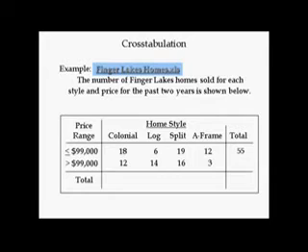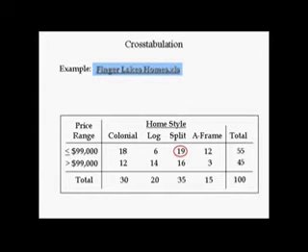55 are priced at $99,000 or less. 45 are priced at more than $99,000. 30 are colonial, 20 are log, 35 are split, and 15 are A-frame. There are a total of 100 homes in this data. The greatest number of homes in the sample, 19, are split level and priced at less than or equal to $99,000. Only 3 homes in the sample are A-frame and priced at more than $99,000.